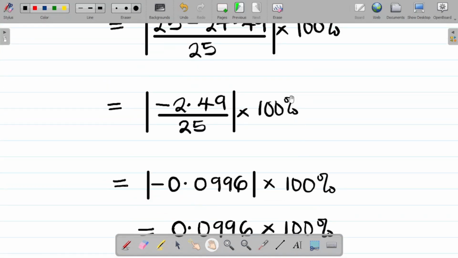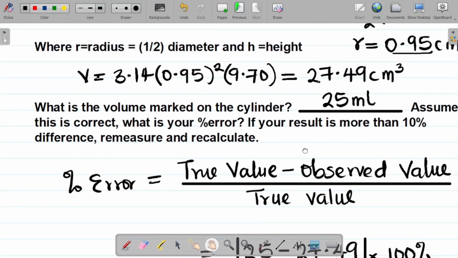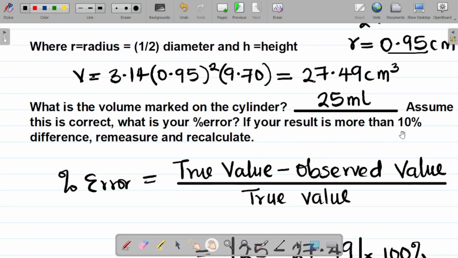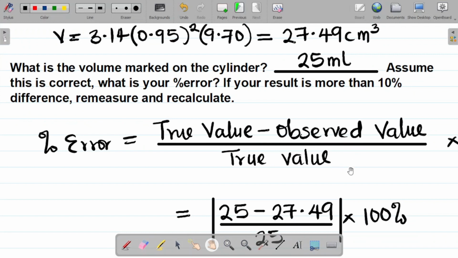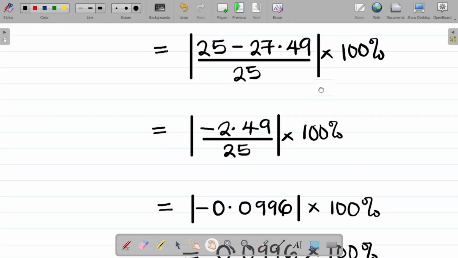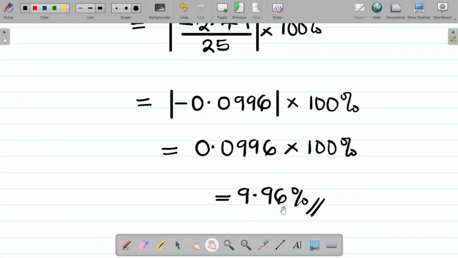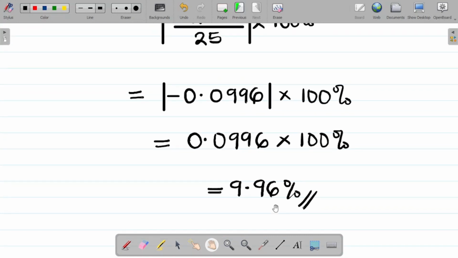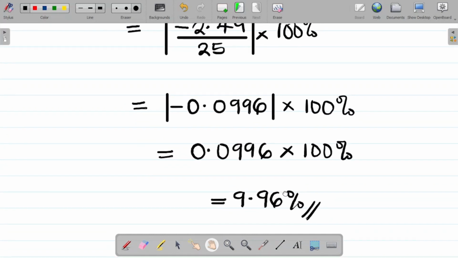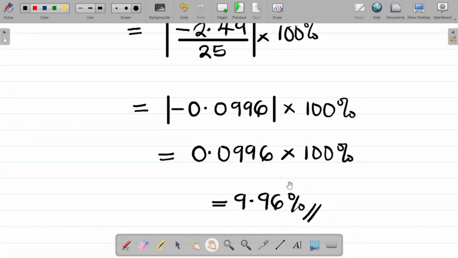If I look back into this, the instruction was this. It said if your result is more than 10% difference, remeasure and recalculate. So that means if I do my error and it's more than 10%, I would have to redo the experiment. But if I look at this, my error is about just 9.96. It's close to 10, but it's not more than 10. So that means this is still acceptable. This is the solution for experiment 2 of the chemistry practical manual.